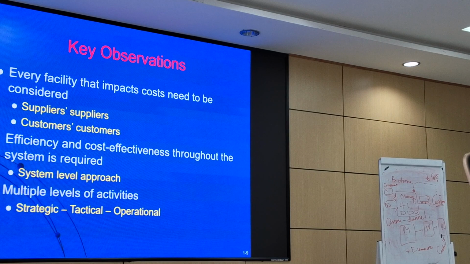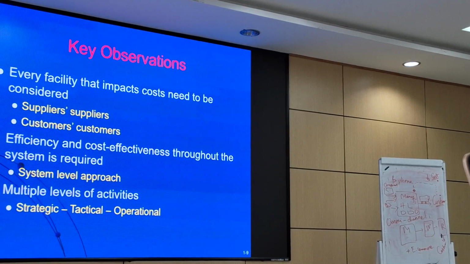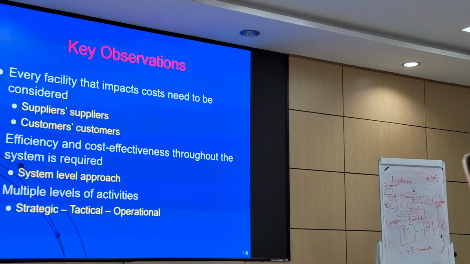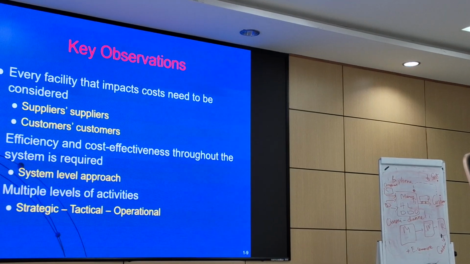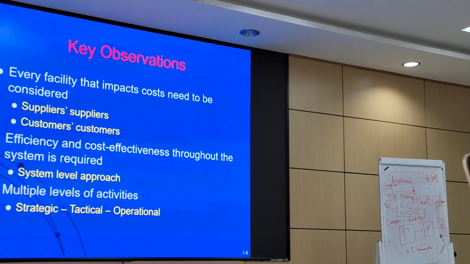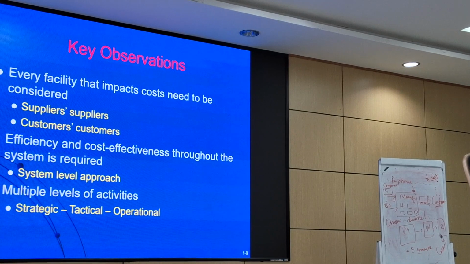For example, as I said about the case of Vinamilk, even though they purchase fresh milk from the farm, they should consider how the farm performs, because if the farm performance were bad, then it affects the quality and the cost of incoming raw material for the manufacturer. So they have to take care of supplier of supplier, and customer.